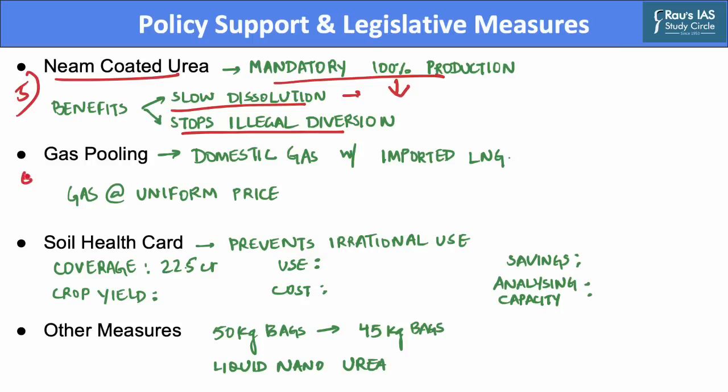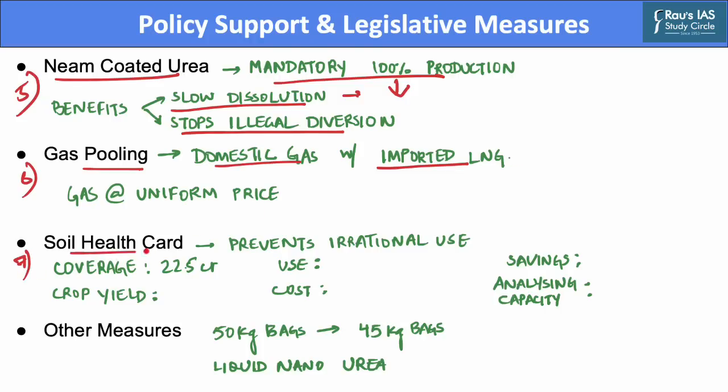Another policy measure was the introduction of the gas pooling scheme for domestic gas with regasified imported LNGs. This provides natural gas at a uniform delivered price to all grid connected urea manufacturing plants in the country.